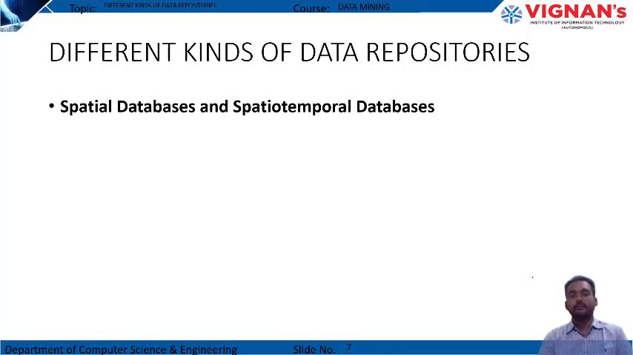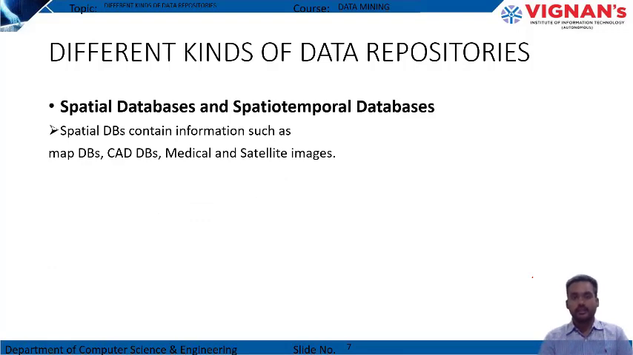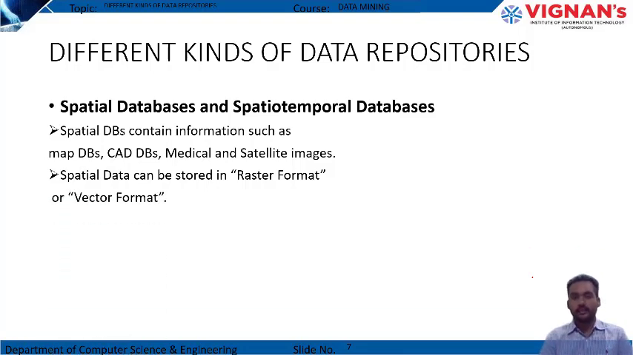And then we have spatial databases and spatial temporal databases. Spatial databases contain information such as maps, satellite images, CAD images, and so on. Spatial data can be stored in raster format or vector format. I'll not go into much detail because our syllabus does not cover this, so you are free to explore this. I will post a small quiz question on it just to make sure that you have explored it.